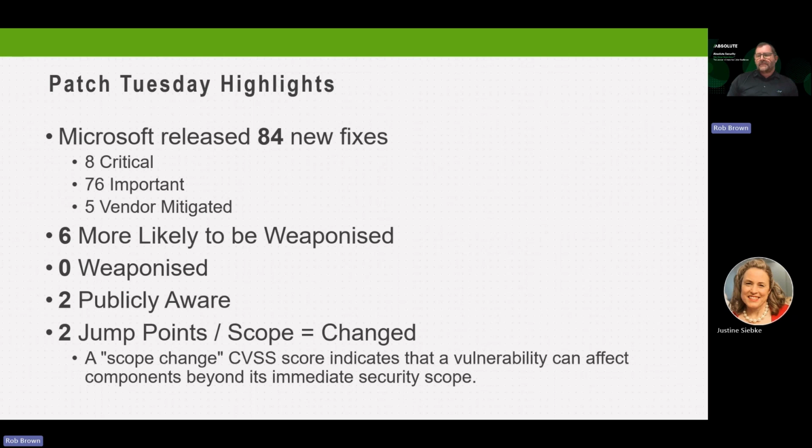Jump points are a scope change. That's where a vulnerability, if it can be exploited, allows you to jump out of the component of the security scope. For example, if you're exploiting a Hyper-V vulnerability, then perhaps you can jump from the guest to the host, or the host to the guest, or the guest to the guest. So you can see that that is an extremely serious type of vulnerability, but we only have 2, and that should be easy to resolve.